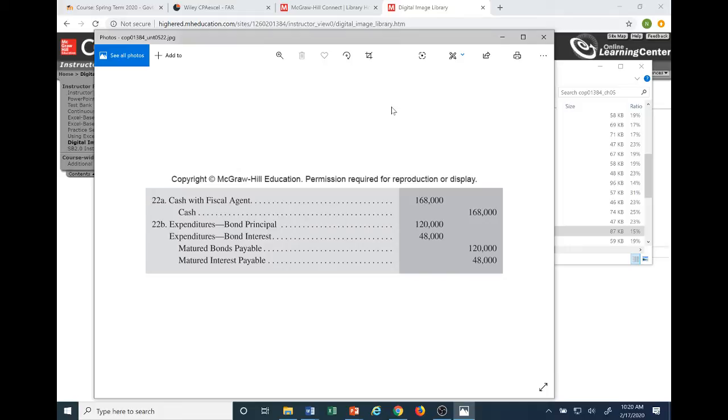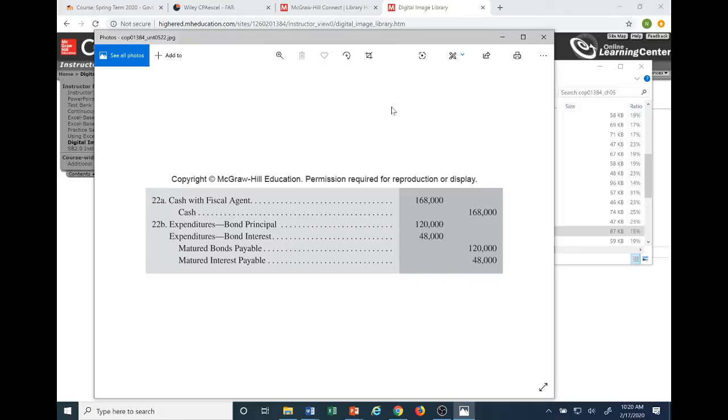Credit, matured bonds payable of 120,000. Credit, matured interest payable of 48,000. So we've set up those liabilities, right? So once again, this right here, we have the interest payment due. We have a principal payment due that make up the 168.